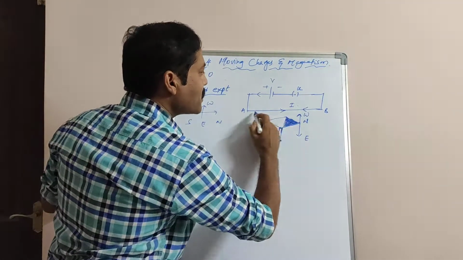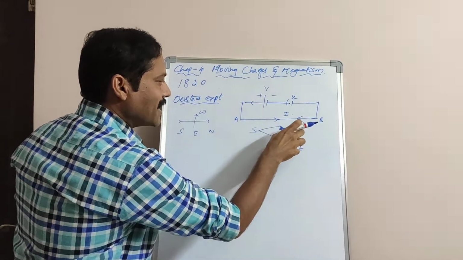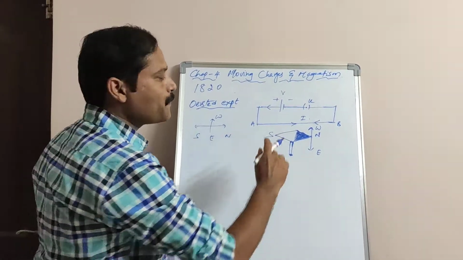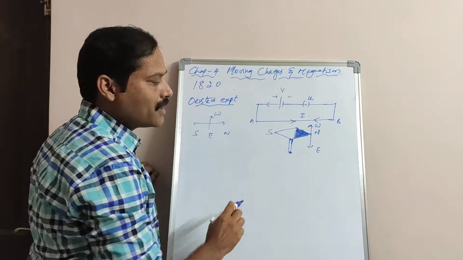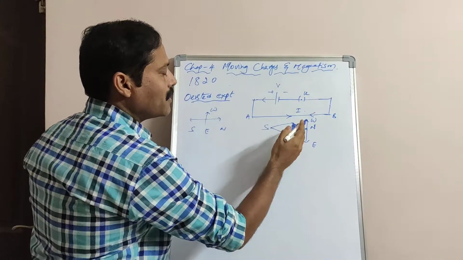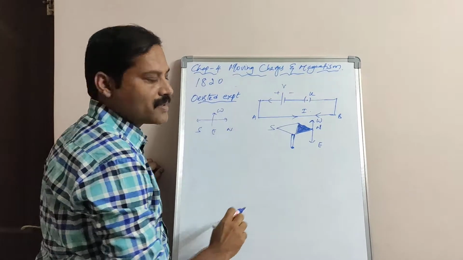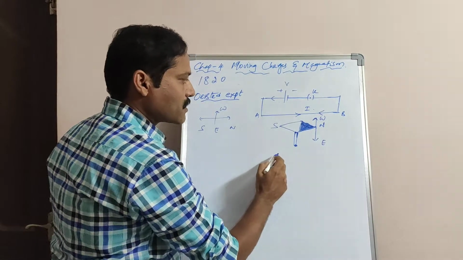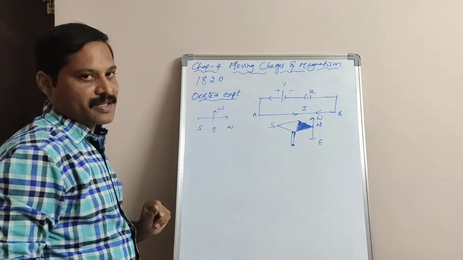So AB is now considered a current carrying conductor, and he observed the deflection in the needle when it is placed below the current carrying conductor. Next, when he placed the needle above the current carrying conductor, he observed the deflection in the needle just reverse to that of the first case. That means when current flows from south to north, the north pole deflects towards the east side. When current flows from north to south, it deflects towards the west side.